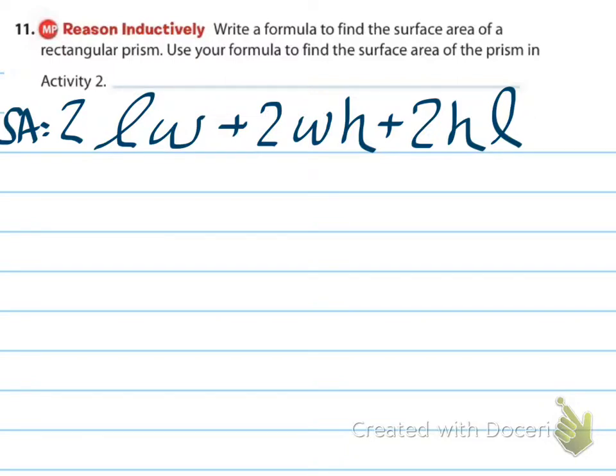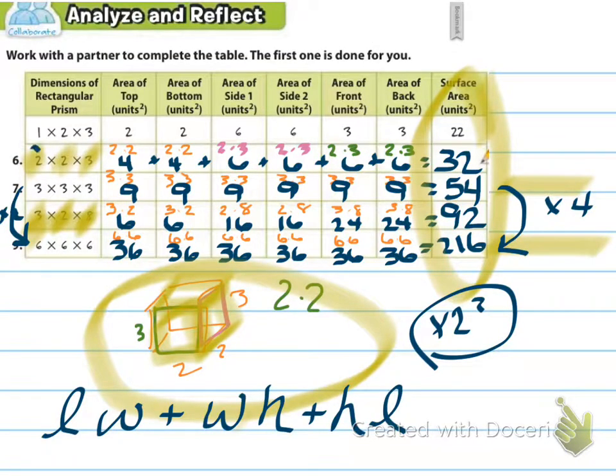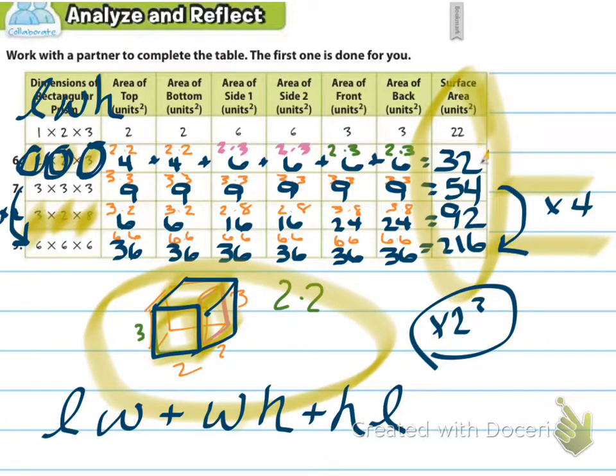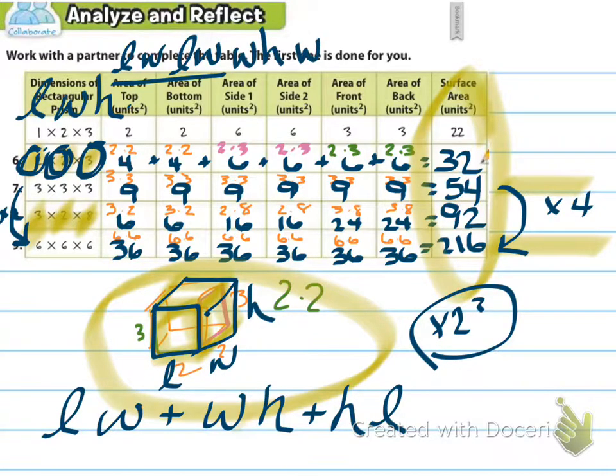All right, so remember in that table how I was saying it was the first times the middle, and then the middle times the last, and then the last times the first. Well, if we were labeling these length, width, and height, like we would have for volume, we would be doing length times width twice, and then width times height twice, and then height times length twice.